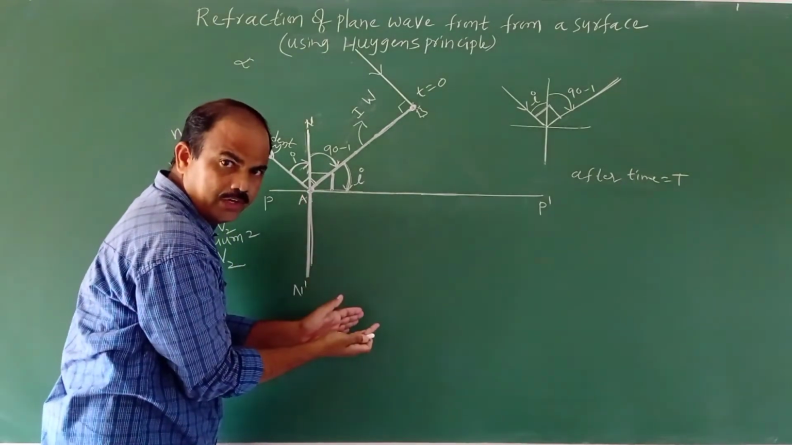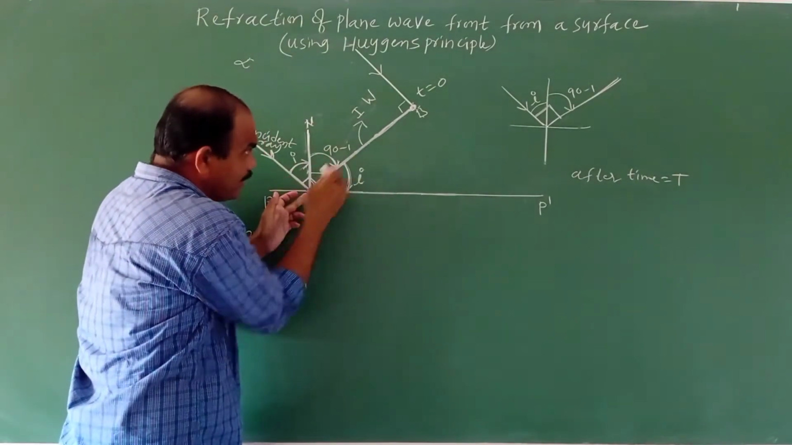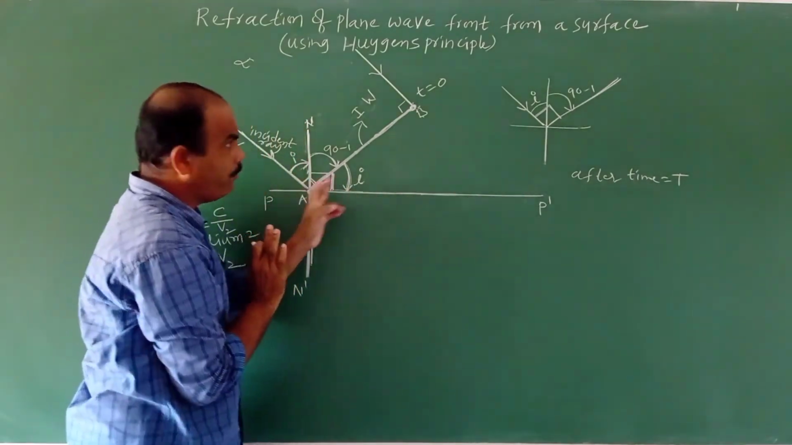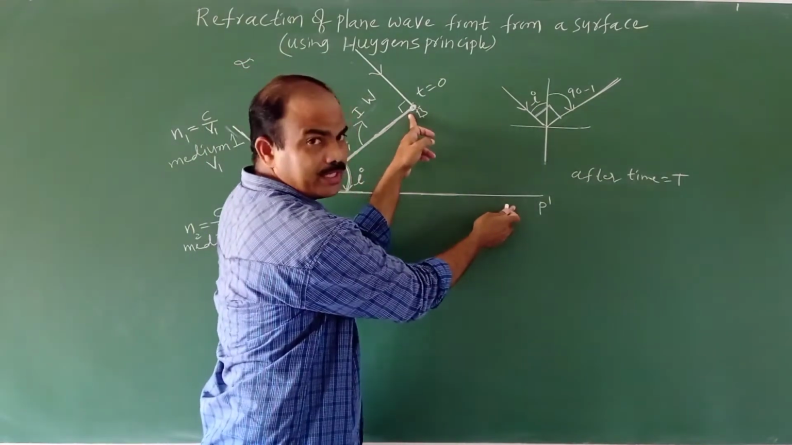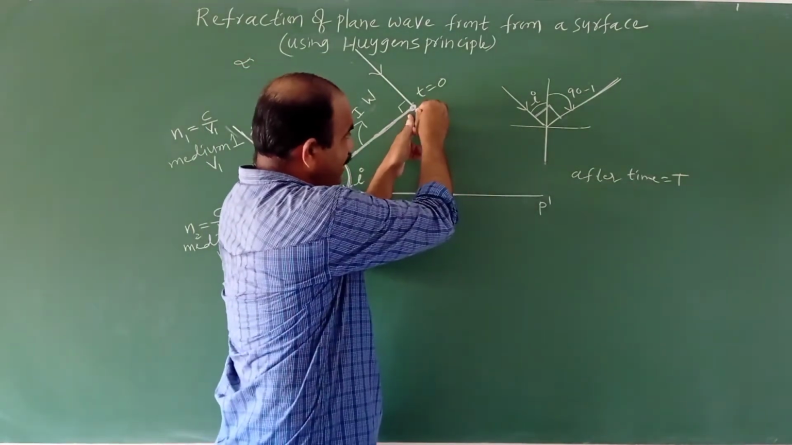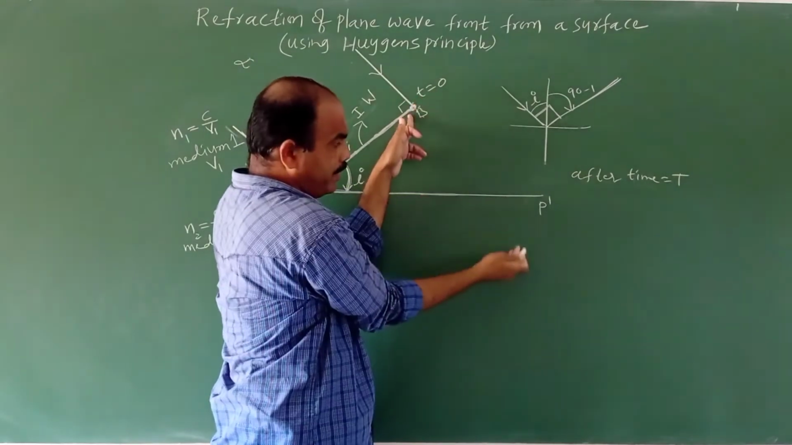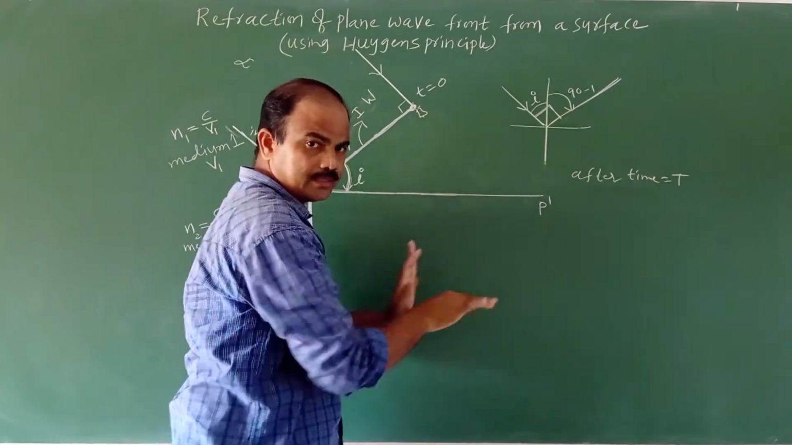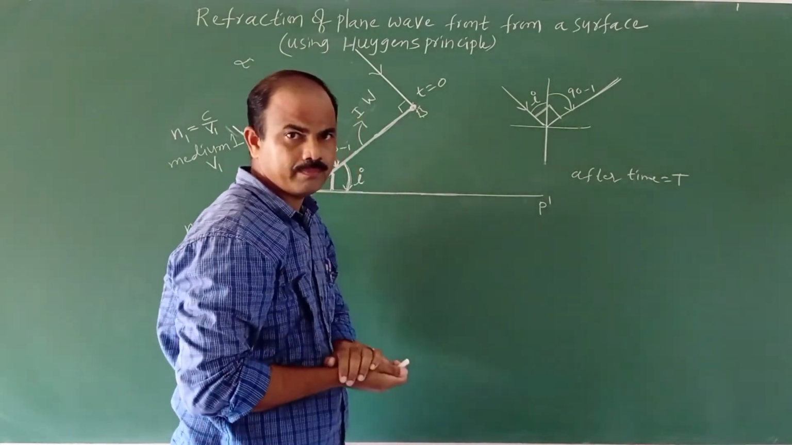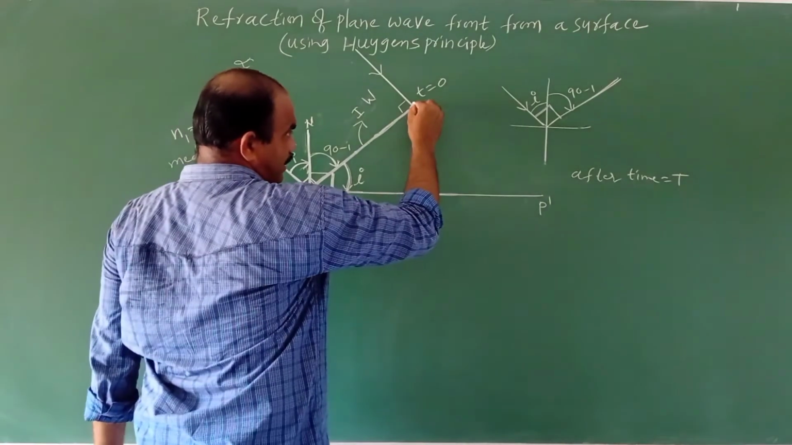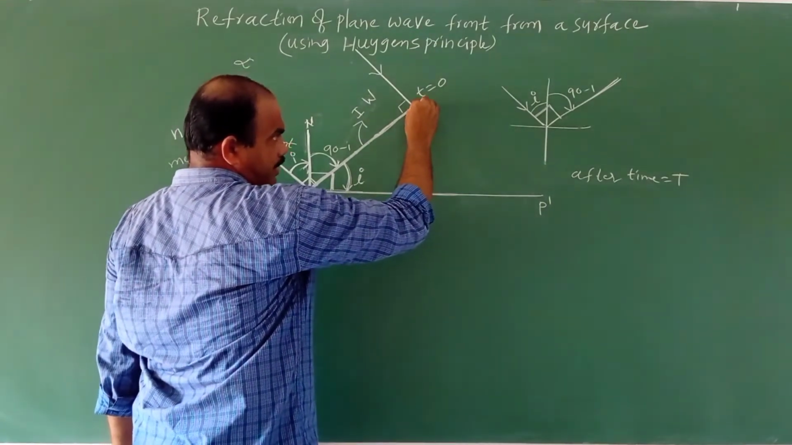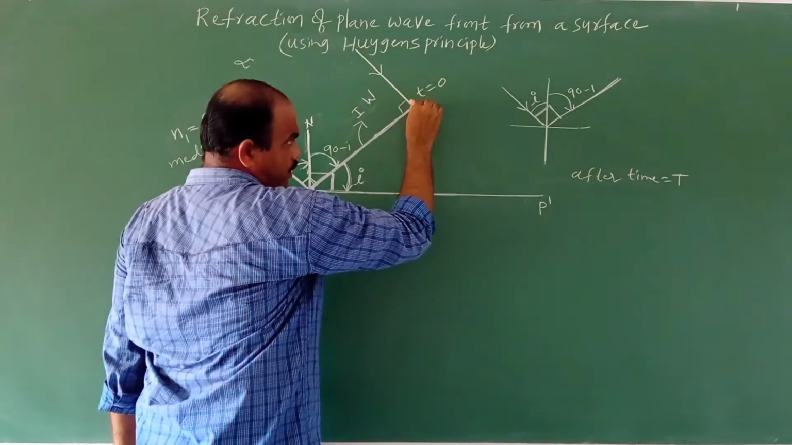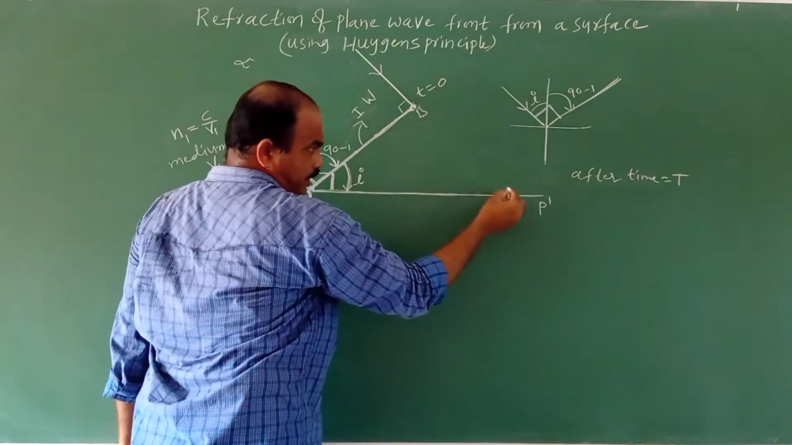Why will the wavelet from A enter into the next medium? Because that point is already incident on the surface, but point B is not yet incident on the surface. So the secondary wavelet produced from B can enter into the next medium only if it reaches the surface. So now consider that the secondary wavelet produced from B reaches the surface.